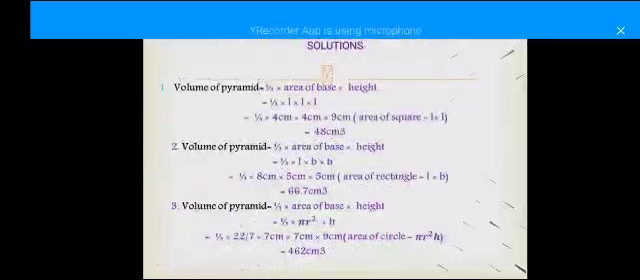Let's solve them together. So number 1, the base is a square. So we are talking about a square base pyramid. Okay, so the volume, remember from the earlier illustration, will be 1 over 3 times the volume of a square prism, which is length times length times length. And that's 1 over 3 times 4, since the length of the base is 4, times 4 times 9. Okay, and by the time you solve that, you have 48 centimeter cube.